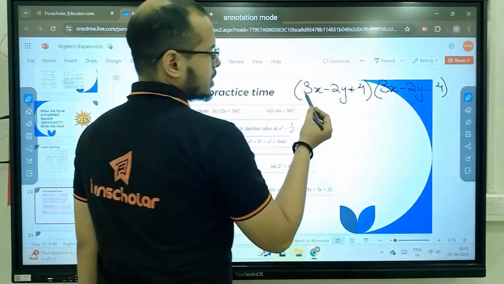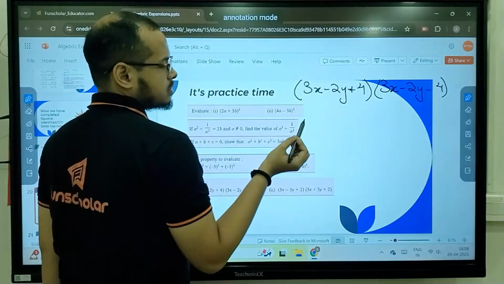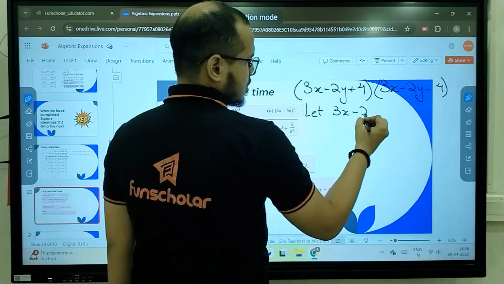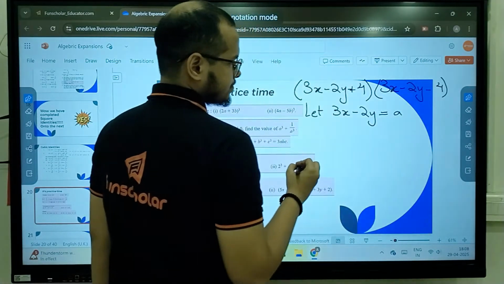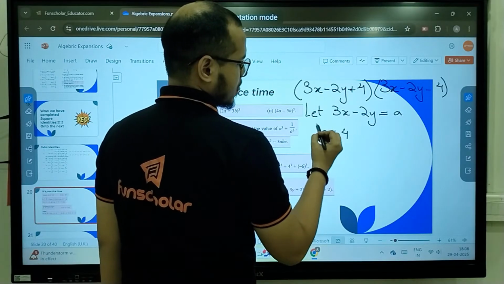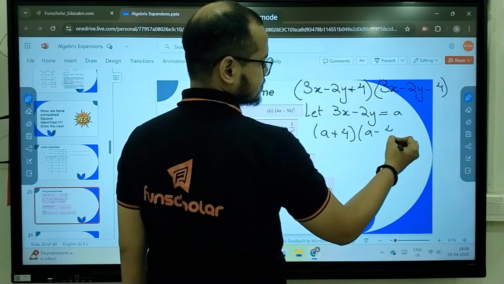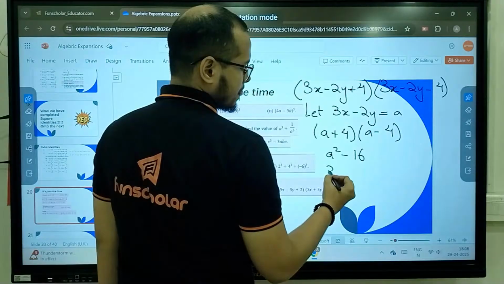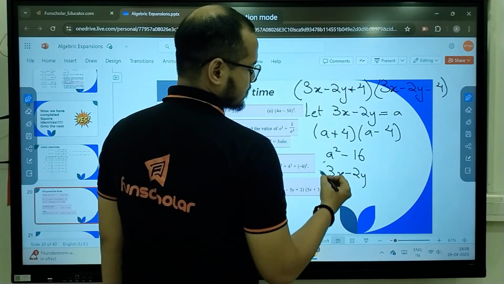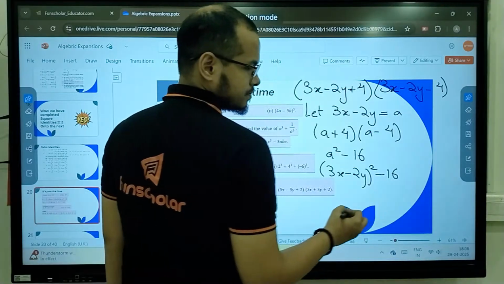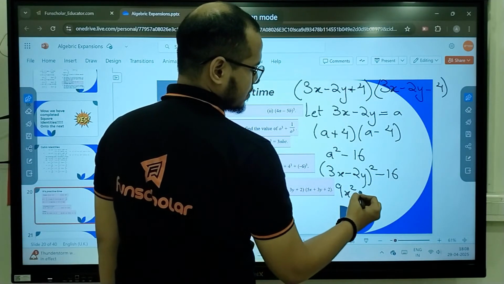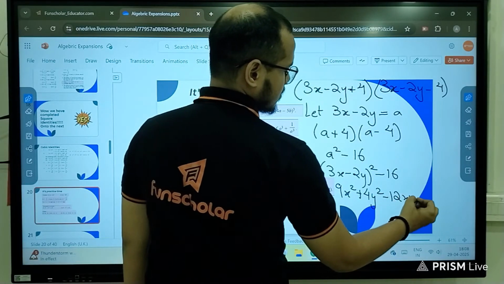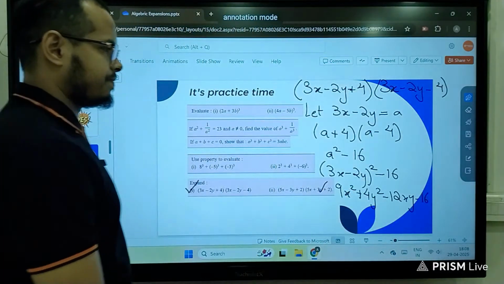So what we will do is we will take the common portion out of the two and give that a particular variable. So I will write let 3x minus 2y is equal to a. So it will be a plus 4 into a minus 4. This will be a square minus 16. Now let's put the value of a here. So 3x minus 2y whole square minus 16. It will be 9x square plus 4y square minus 12xy minus 16. That is going to be the answer.